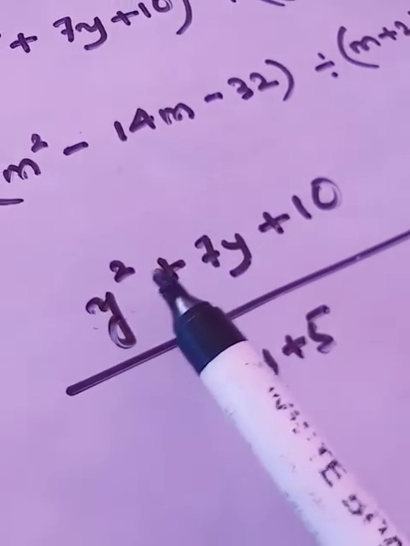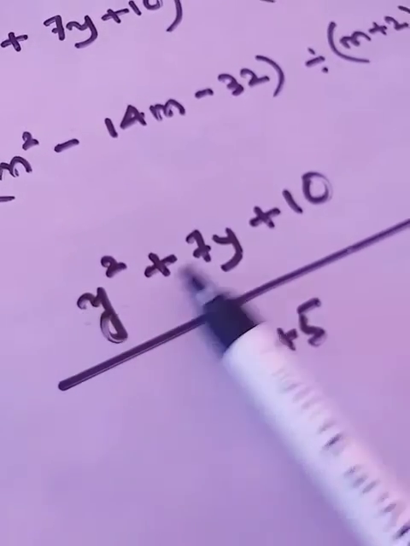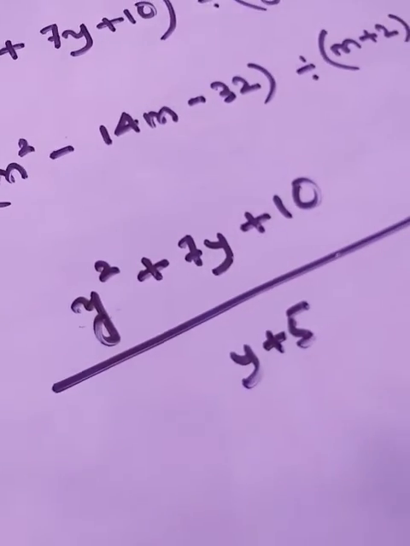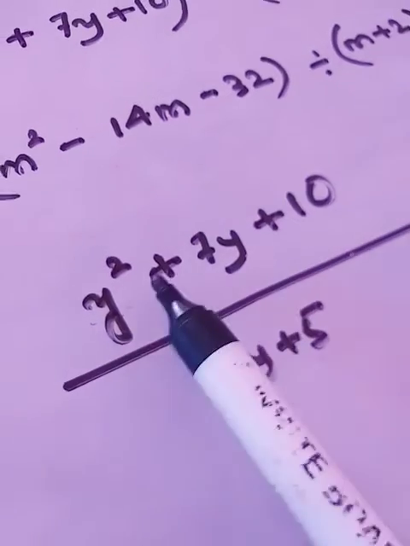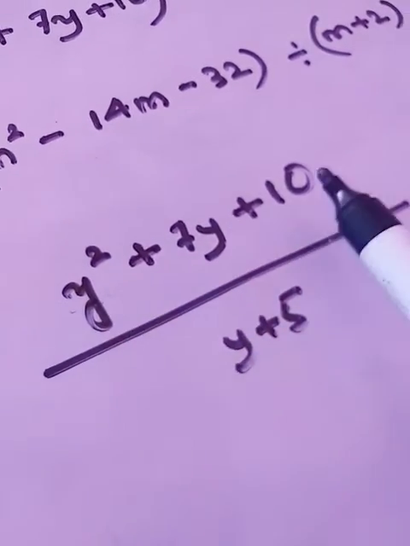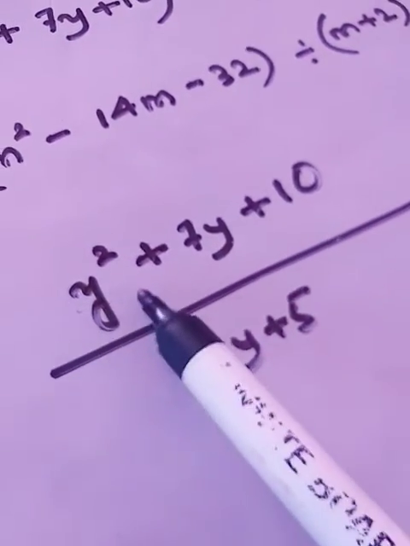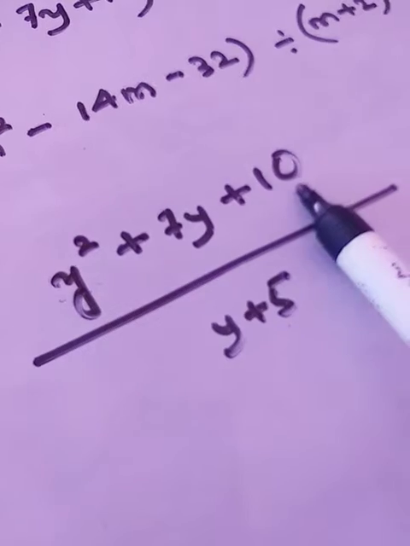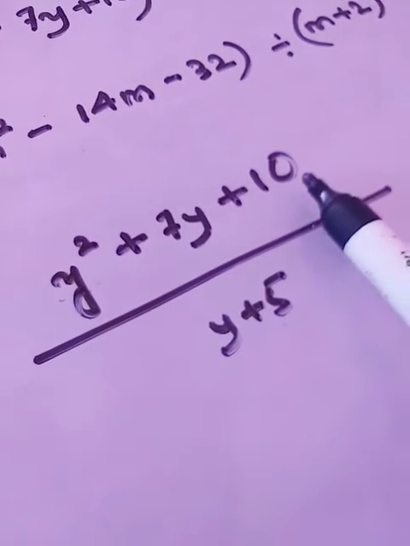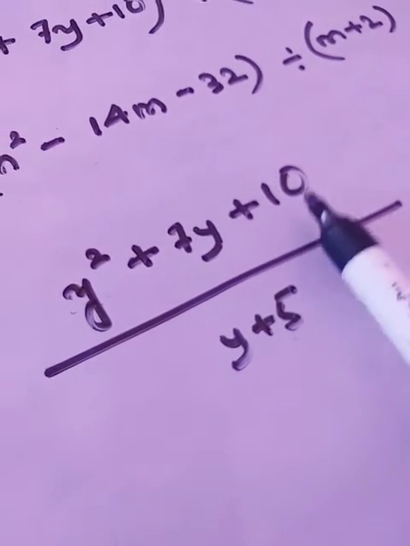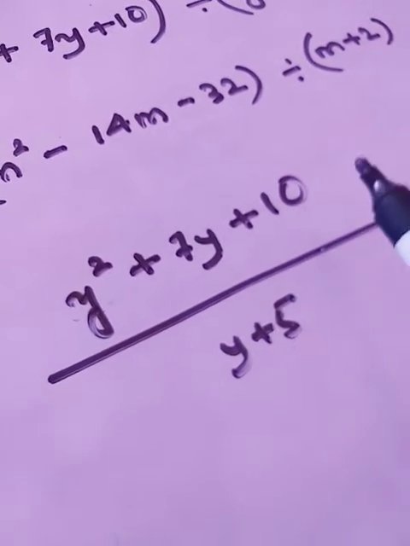The second is to see whether this expression follows any identities or not. For that you again look at the first term and the last term. The first term you can make a perfect square, but 10 cannot be turned into a perfect square, as 10 is not a perfect square number. So the second possible chance is also gone.